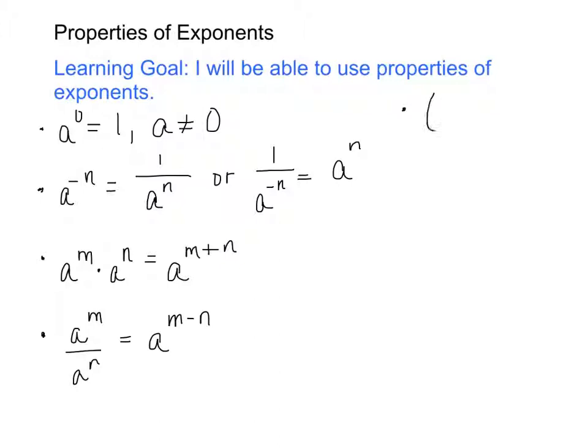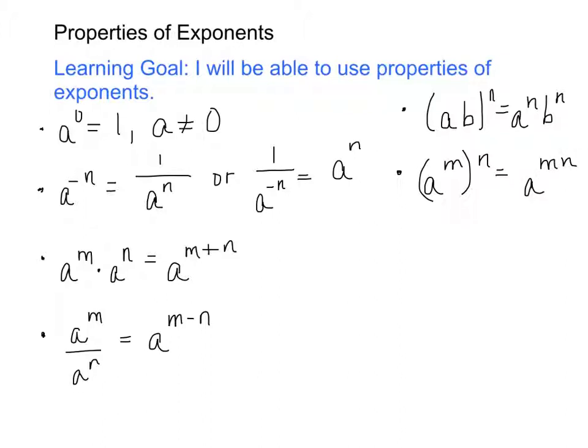And then, anytime you're raising something to a power, each term gets that power. And if you're doing a power to a power, then you multiply the exponents. And division works the same way. If you're raising something, you raise each term to the power. And then those are your properties.